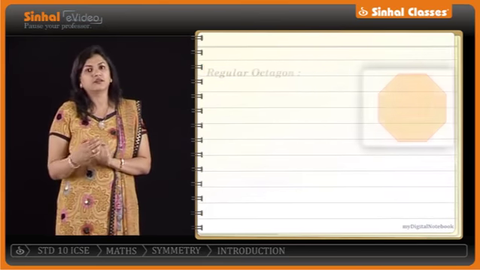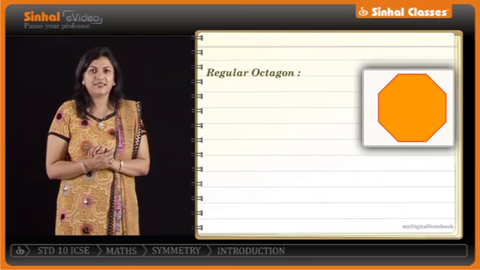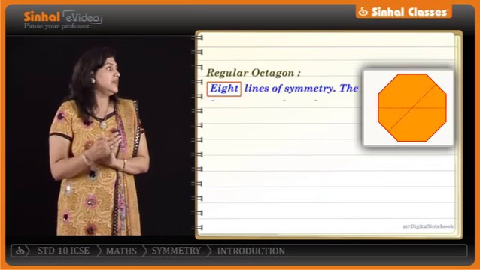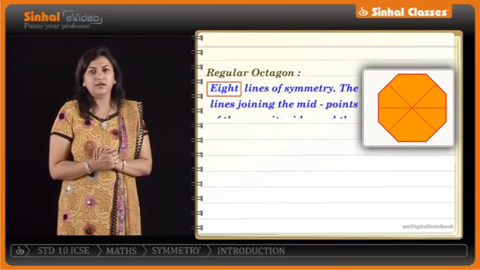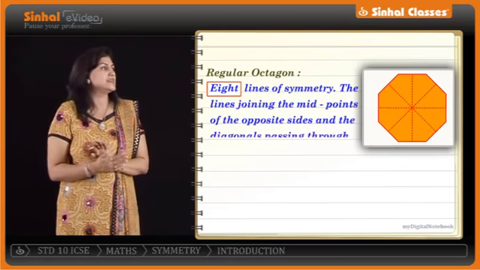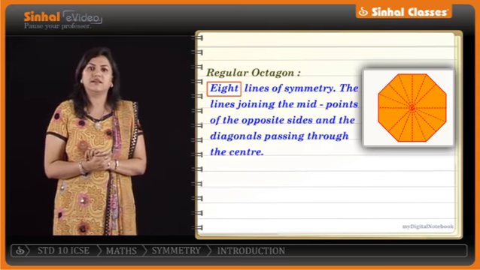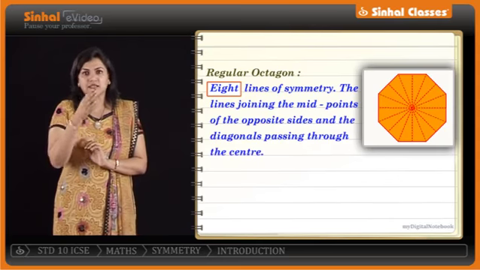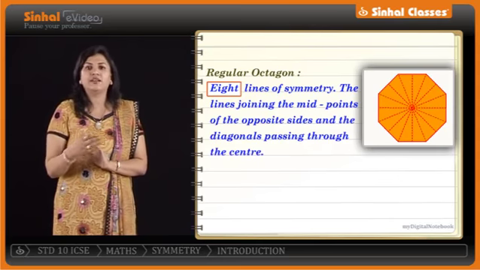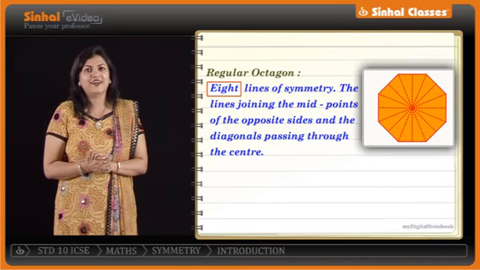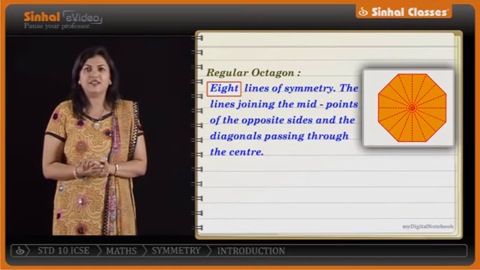Now regular octagon, octagon is an eight-sided figure, so there will be eight lines of symmetry, that is the lines joining the midpoints of the opposite sides and also the diagonals passing through the center. So there are four such perpendicular lines and four diagonals, so there will be eight lines of symmetry. I hope you've understood this well.